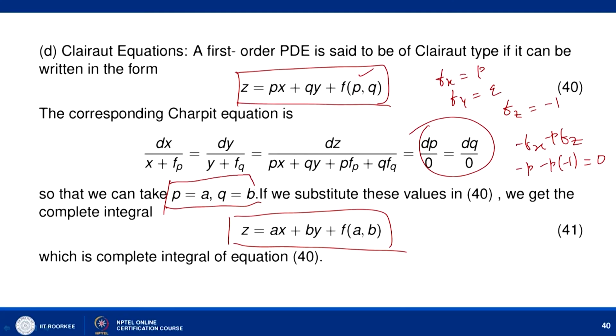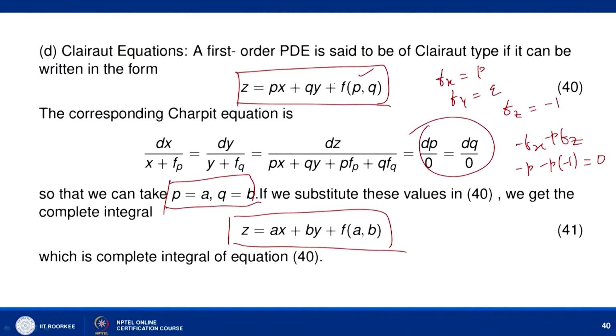Is it okay? So here what we did, we obtained p equal to constant and q equal to constant, and when you put it back, because I cannot choose both as arbitrary constants, a and b must satisfy the PDE. When you put it back into the PDE, it is a relation between x, y, z involving two parameters, a and b. So it will be your complete integral.